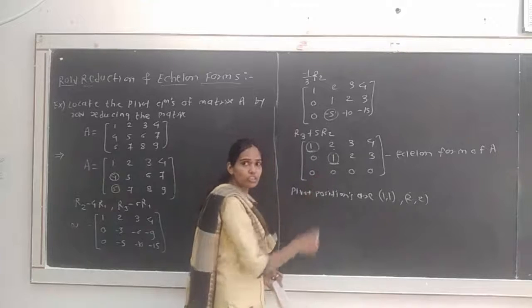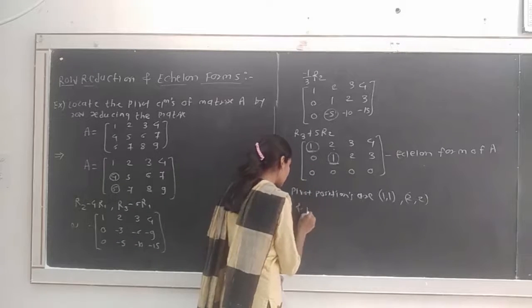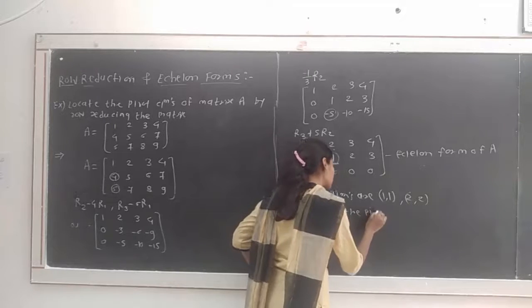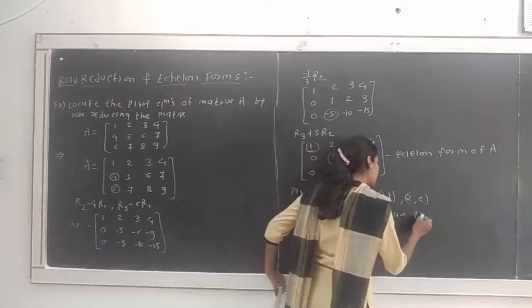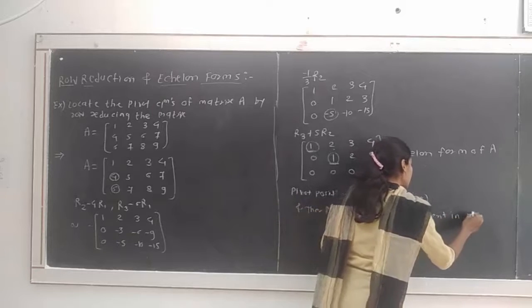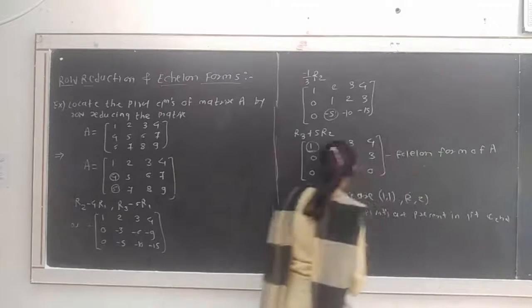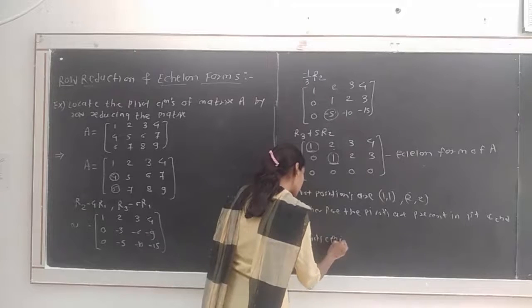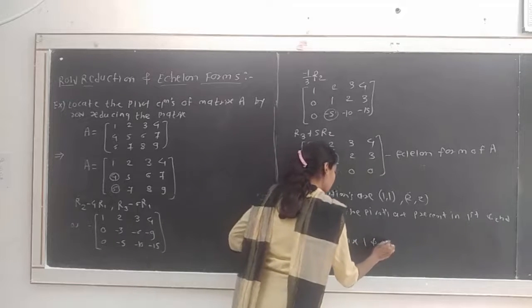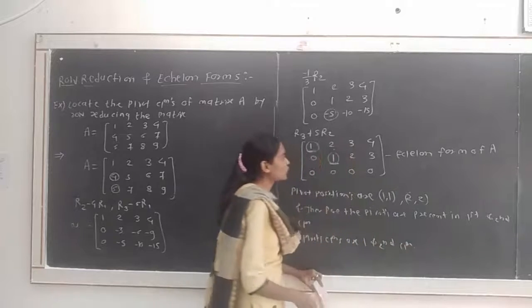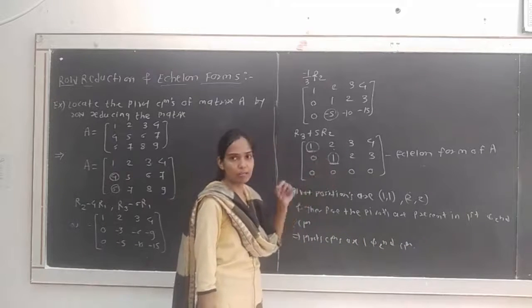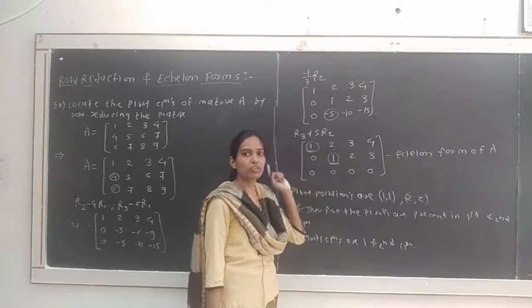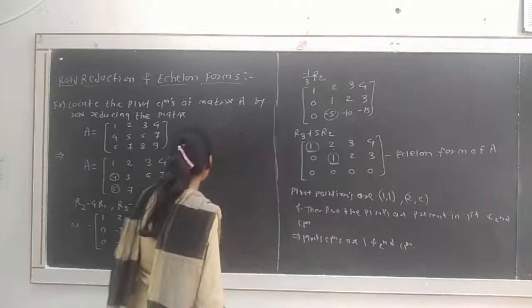Okay, then these two pivot positions are present in the first and second column. So the pivot columns are the first and second column. Okay, so the pivot columns are here, the first column and second column, because the pivot positions are present in the first and second column. So in this way we locate the pivot column.